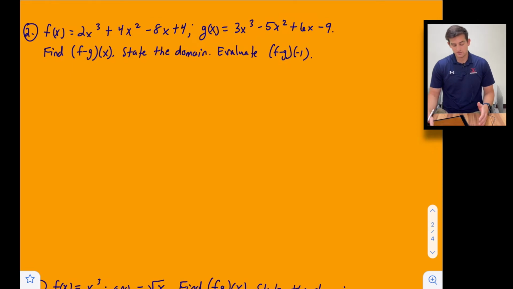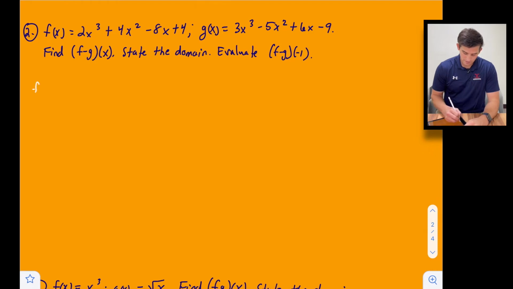All right, example number 2. f of x is equal to 2x cubed plus 4x squared minus 8x plus 4. g of x is equal to 3x cubed minus 5x squared plus 6x minus 9. We're going to find f minus g of x, state the domain, and then evaluate when x is equal to negative 1. So we are now subtracting.